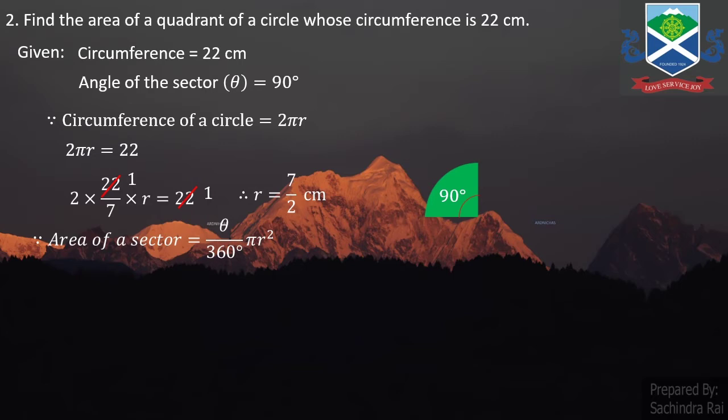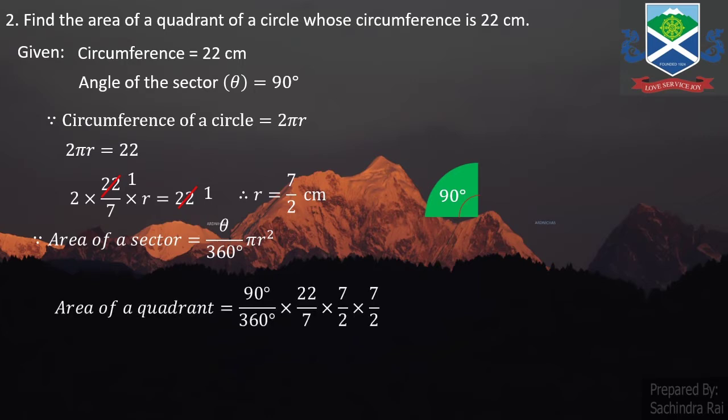Now we need to find out the area of the sector or the quadrant, that is given by theta by 360 into pi r square. So area of the quadrant equals to 90 by 360 into 22 by 7 into 7 by 2 into 7 by 2. Why 7 by 2? Because we know that we have r as 7 by 2 and we have r square. So we are writing 2 times here, 7 by 2 and 7 by 2.